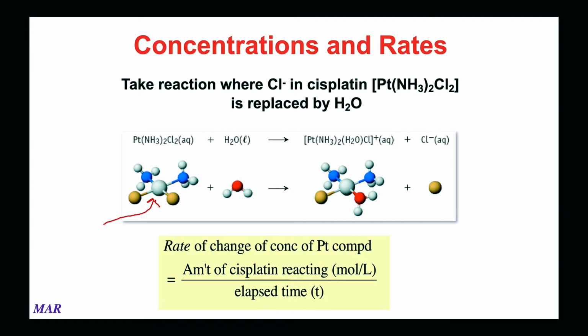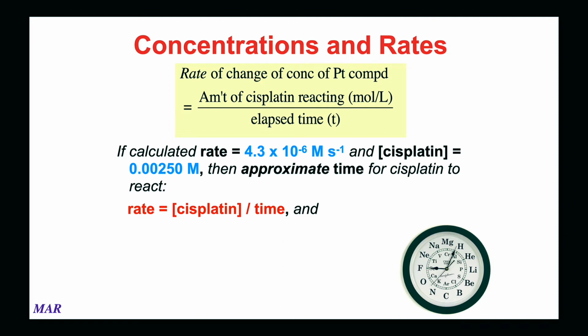We'd want to know the amount of the cisplatin that's reacting, the moles per liter, divided by the elapsed time. And we'd probably put a negative sign in front of it, of course, because this is a reactant. Let's say we have a rate for the reaction, which is 4.3 times 10 to the minus 6 molar per second. What that means is that every second, you're going to use up 4.3 times 10 to the minus 6 moles per liter. Then let's say we want to know how long it's going to take for a 0.00250 molar solution to react.